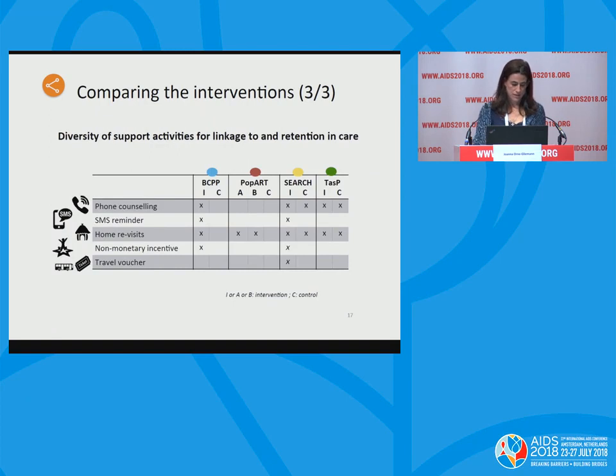Now looking at the interventions that aimed at supporting HIV-diagnosed patients to access care and stay in care. Again, this very simplified table shows that some trials have provided more extensive services than others. For example, BCPP or SEARCH provided various linkage and retention in care activities, whereas within PopART or TASP, they were more light touch on that type of intervention, less extensive.